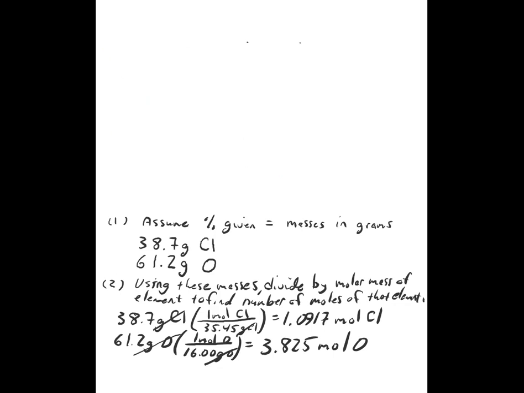Okay, step 3. Divide the moles of each by the smaller amount. So you're going to do two calculations here. For each one, you're going to divide by the smaller amount. Now, the smaller amount is chlorine, right? 1.09 is smaller than 3.825.